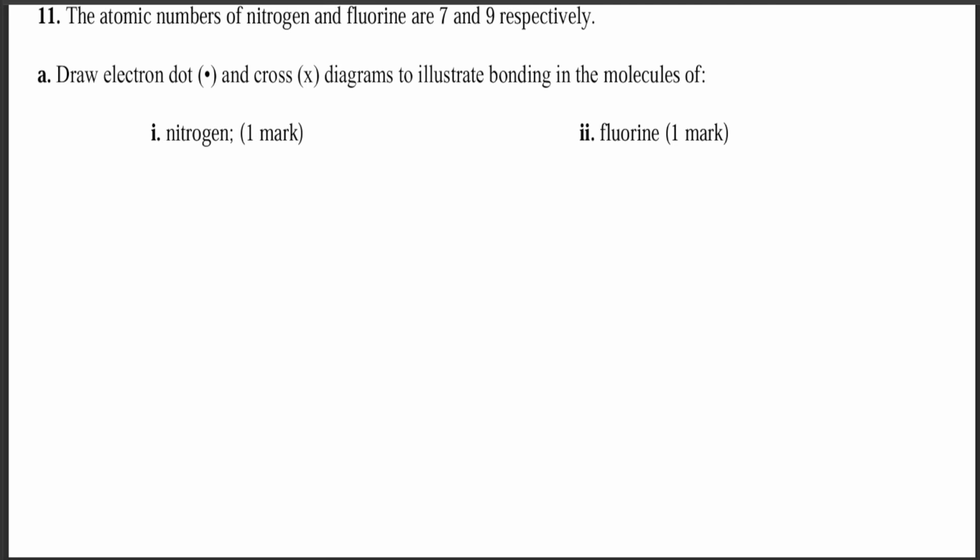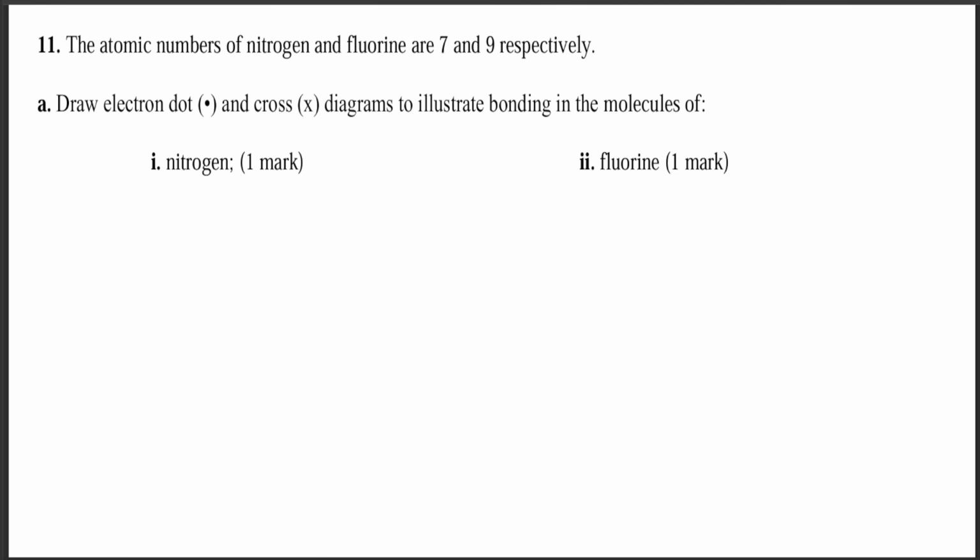Question 11. The atomic numbers of nitrogen and fluorine are 7 and 9 respectively. Draw dot and cross diagrams to illustrate bonding in the molecules of nitrogen and also fluorine. Now nitrogen is 7, so it's going to be 2, 5. Fluorine is 9, so it's going to be 2, 7. So here nitrogen is written as a nitrogen molecule. Now it's diatomic, so here I require 3 pairs of electrons.